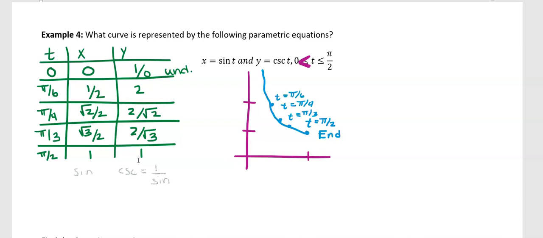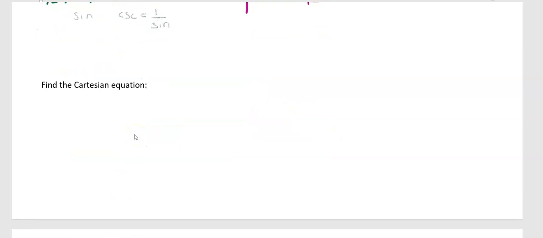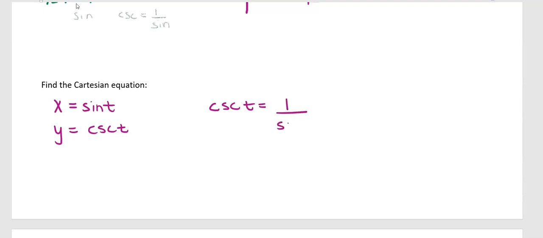So that kind of helps us see our t values. And from that, you can get the flow that we're coming down towards our end terminal point. Now let's try to determine the Cartesian equation for this. We started with x equals the sine of t and y equals the cosecant of t. The relationship I know between these two is that the cosecant of t is equal to the reciprocal of our sine.